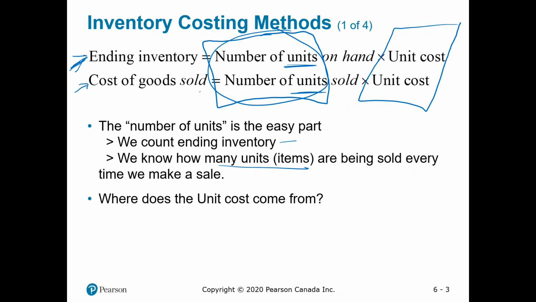When we did our journal entries in Chapter 5, the question would always tell us when a sale was made, for example, this many items were sold and this was the cost. Now in Chapter 6, we're going to dive into how we actually came up with the unit cost and therefore knew that amount to use in our journal entries.